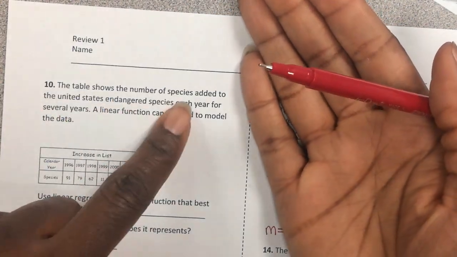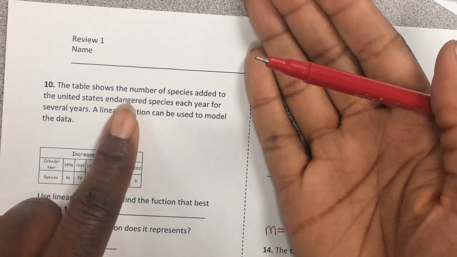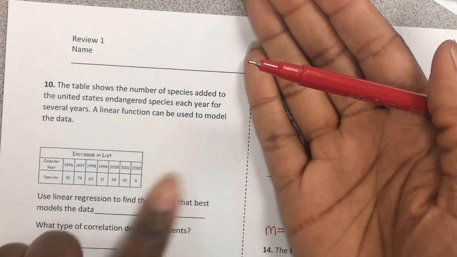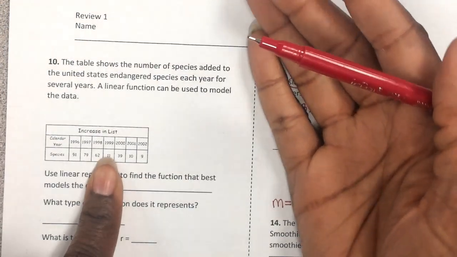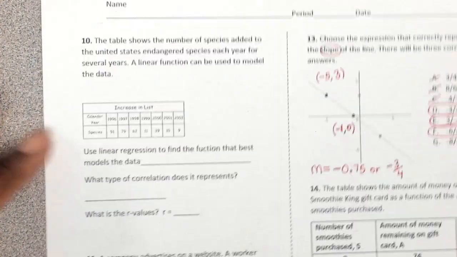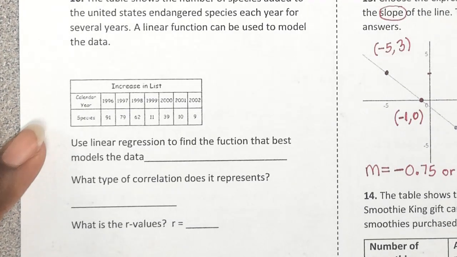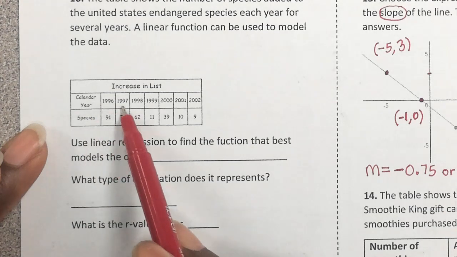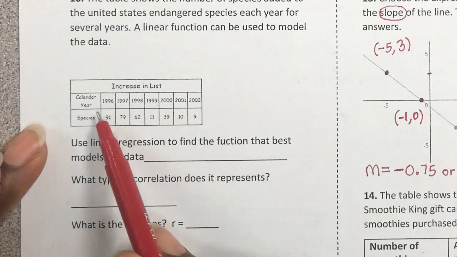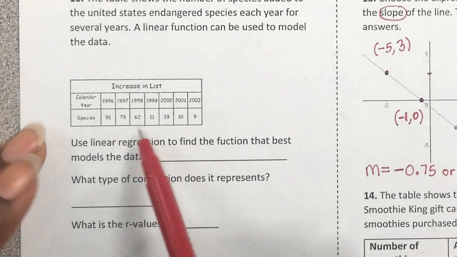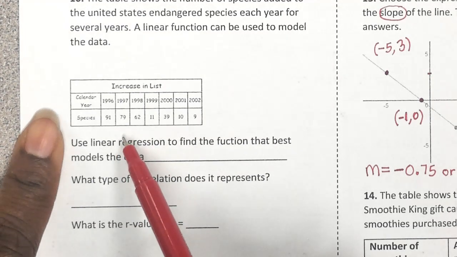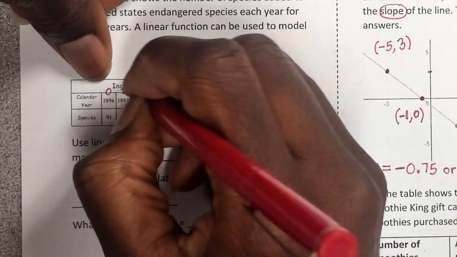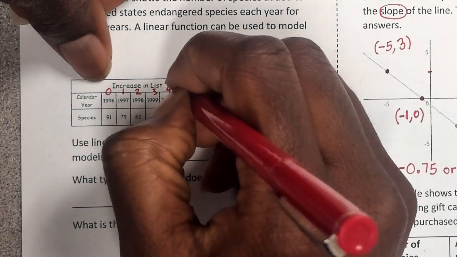The table shows the number of species added to the United States endangered species each year for several years. A linear function can be used to model the data. Oh, you got to be really careful with this problem. Because the weird thing is, it says calendar year, if you type in these exact years, I don't think it's going to give you the correct information you need. Because you got to know that this was from year 0, 1, 2, 3, 4, 5, and 6.